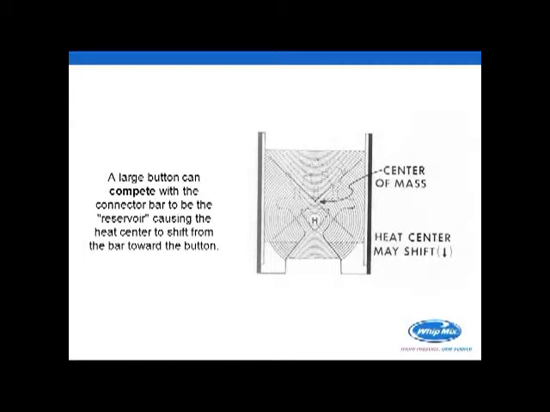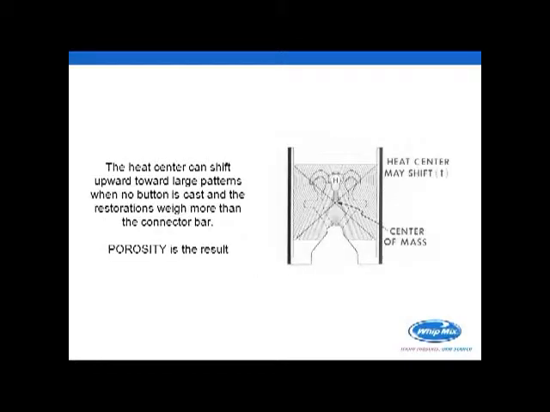Now, on the other hand, if you cast one that has no button at all, using a small runner bar, then the chances of the heat zone moving up into the mass that was there with your wax patterns is very likely. That gives us the heat in the wrong place. We get solidification of the runner bar prior to the time that our patterns solidify, and porosity is the result.